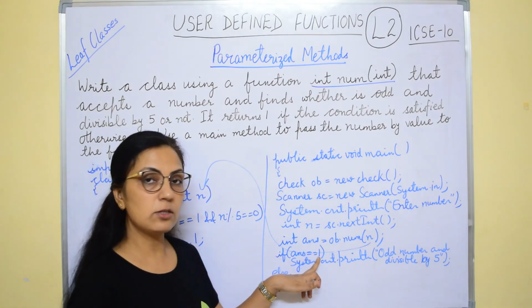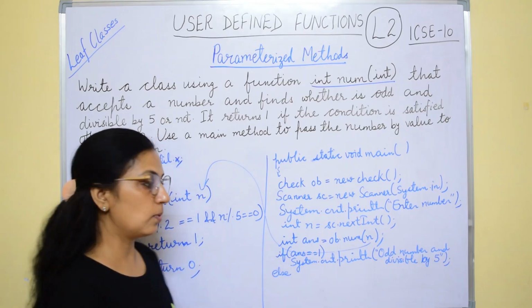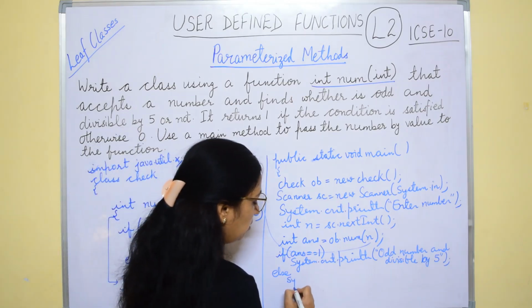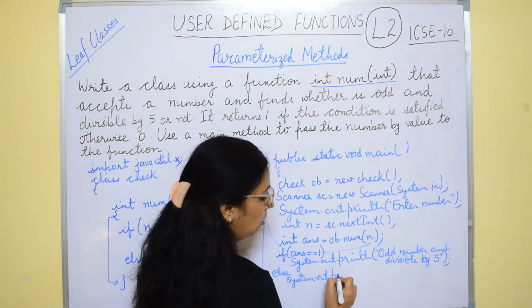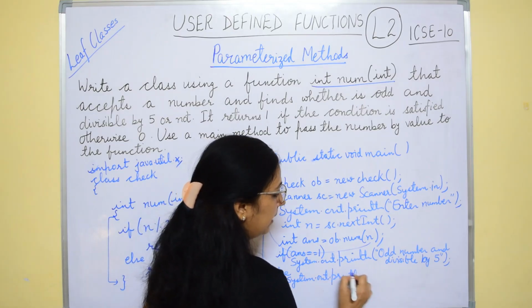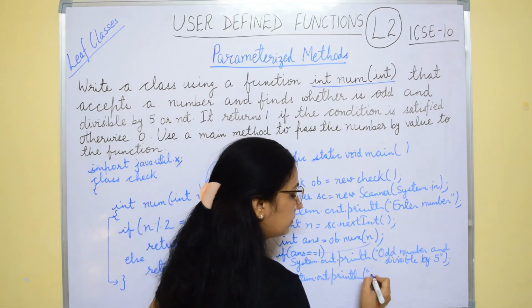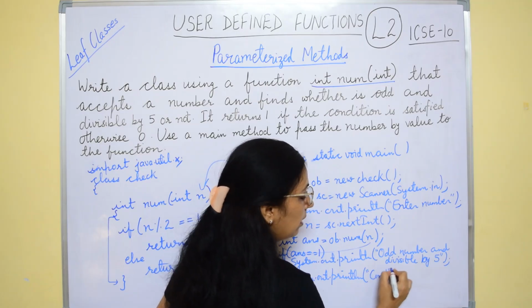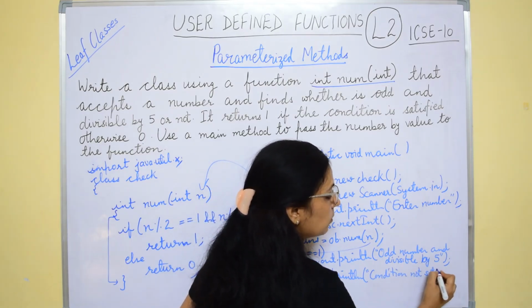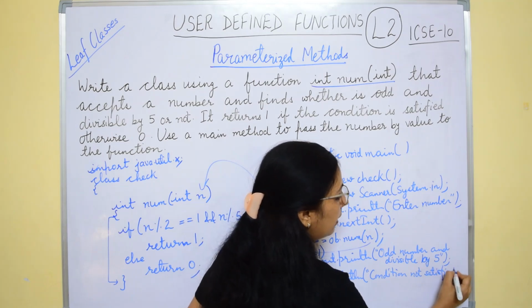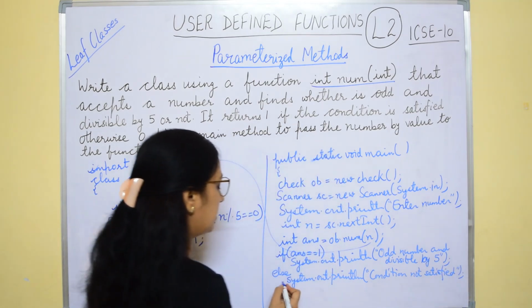if the number is not 1, it is 0, then it will come to the else condition. So here you can give the message System.out.println condition not satisfied, or any appropriate message which you feel like you can give here. Condition not satisfied.